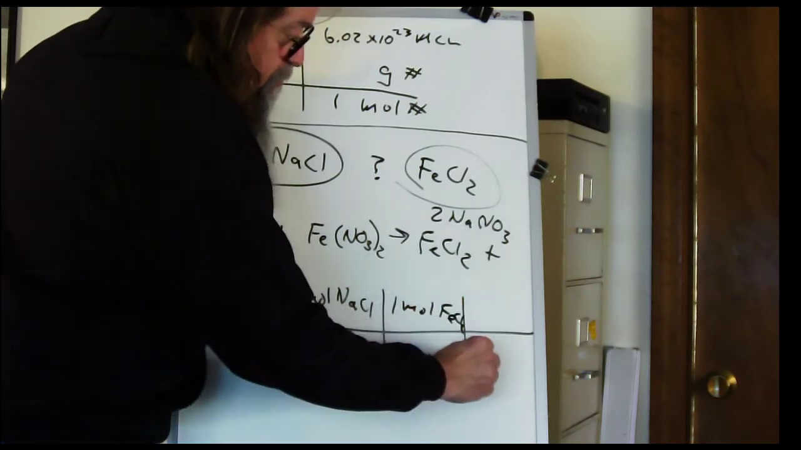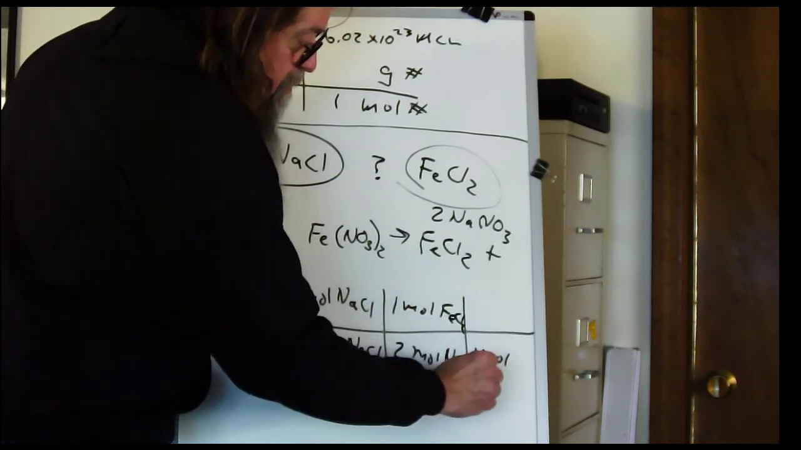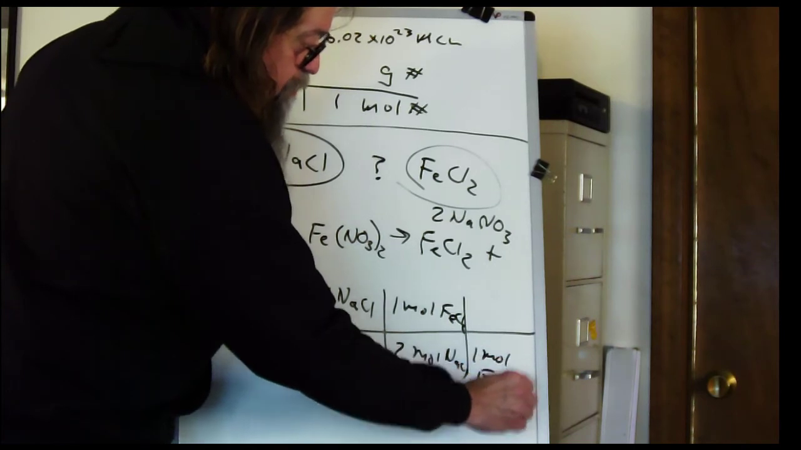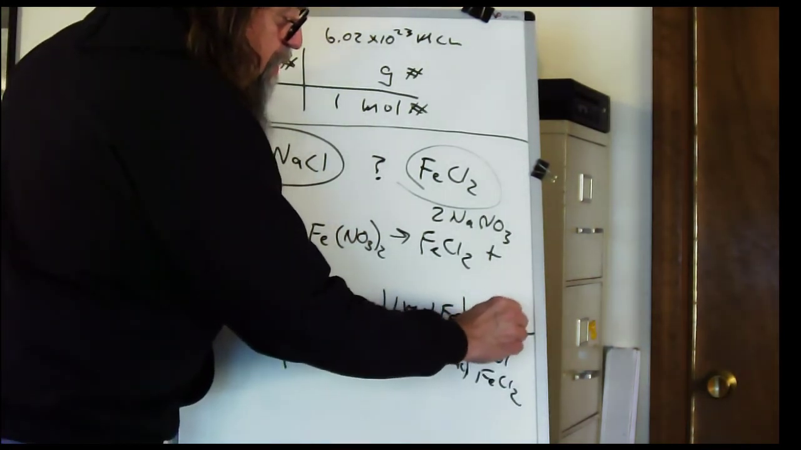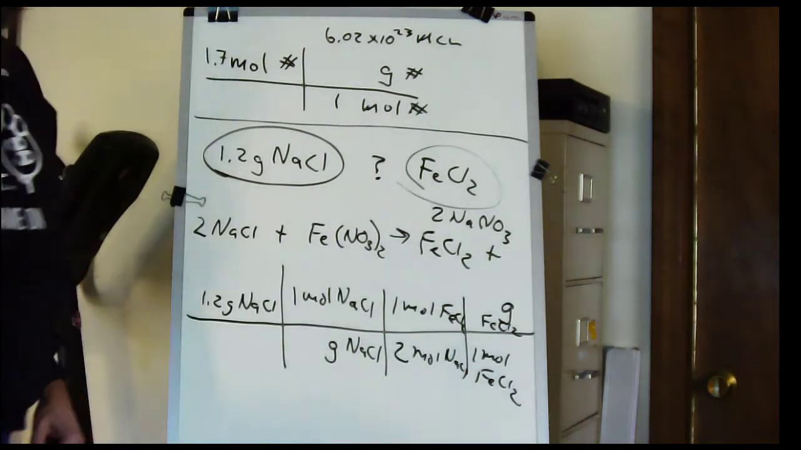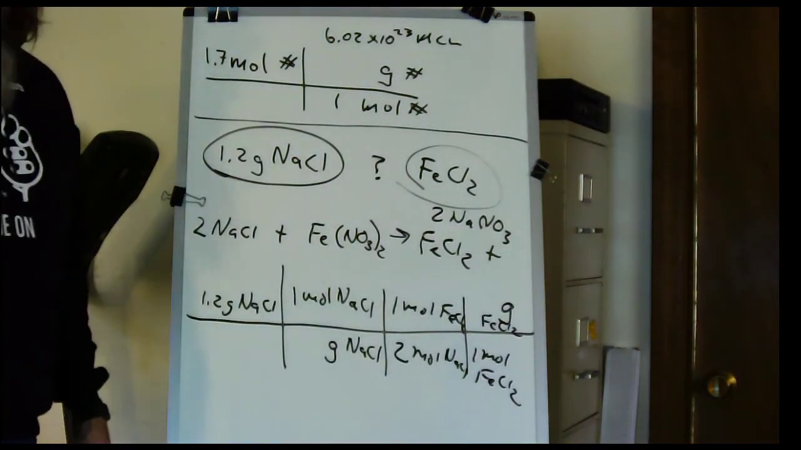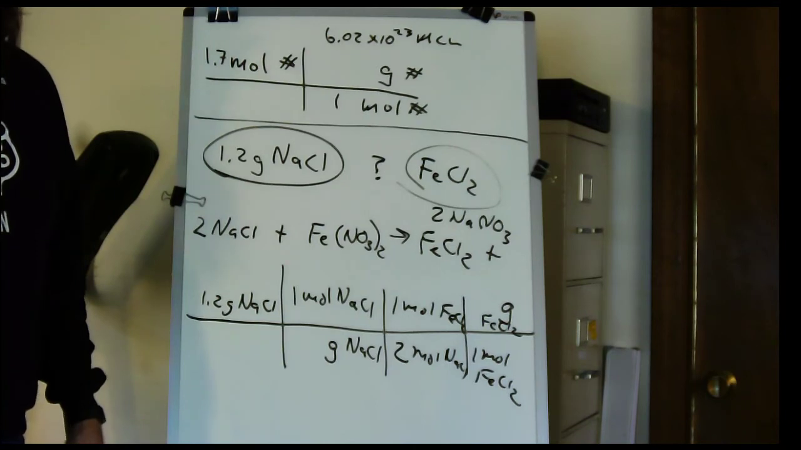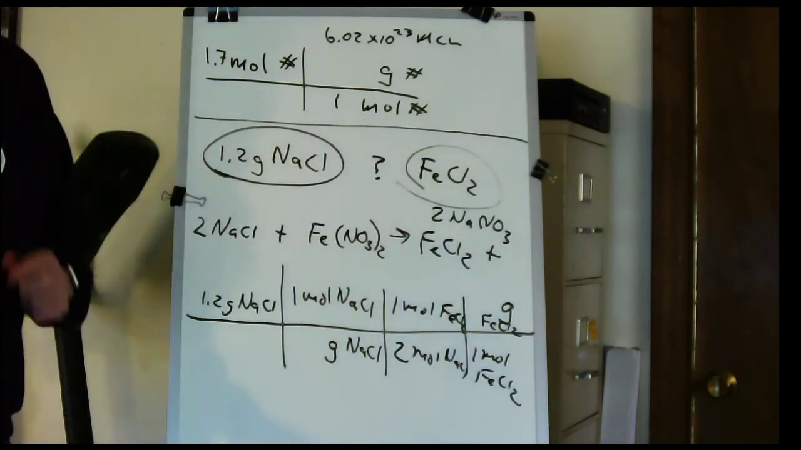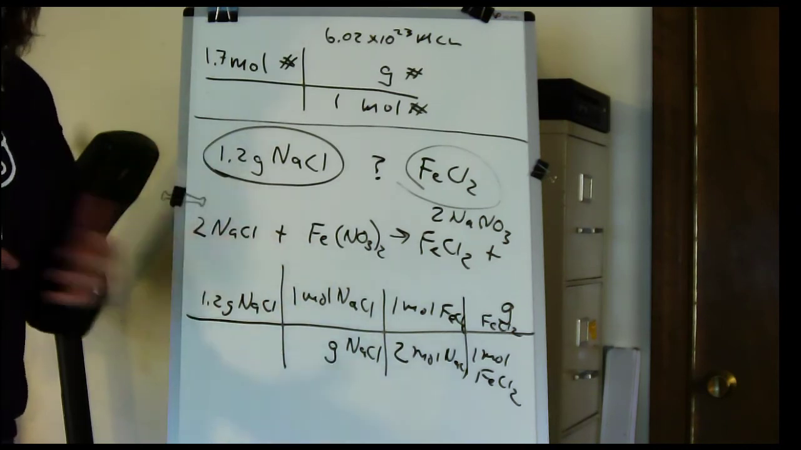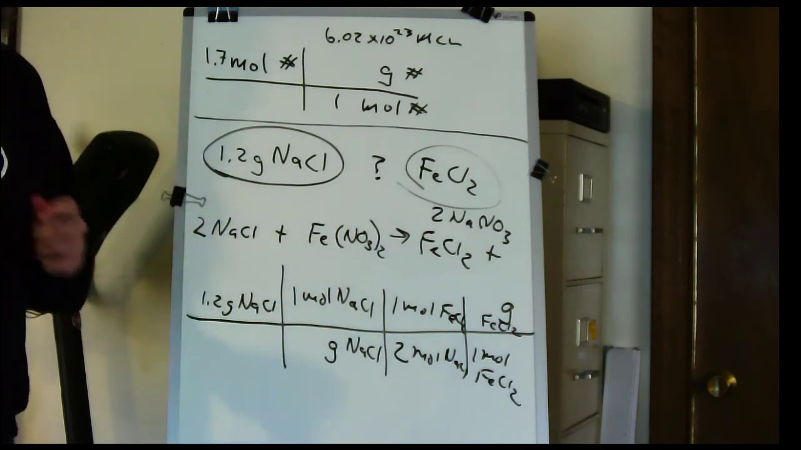And so this is going to be 1 mole of FeCl2. And now this is going to be grams of FeCl2. And I apologize for not writing that as well as I could, but hey. It's coronavirus time, right? We're going to do what we can. So this is basically how you're going to lay out the equation.